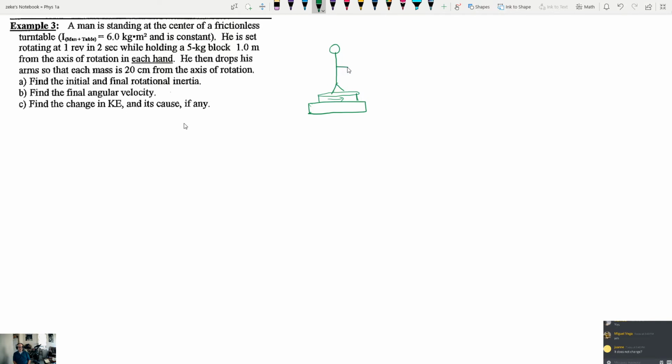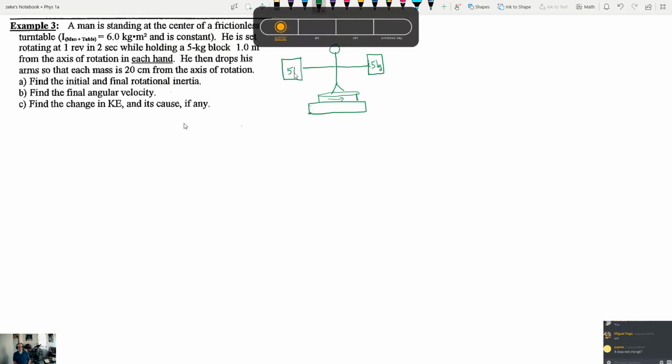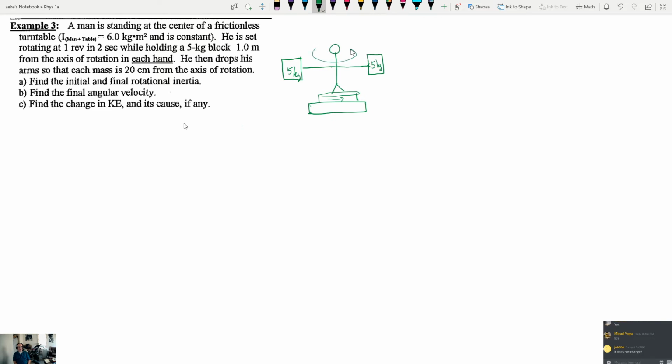So this person is holding a 5 kilogram block in both hands. He's got a 5 kilogram block here, and he has a 5 kilogram block over here. They're each the same distance away. And the whole system is rotating around like this. We'll draw it like this.